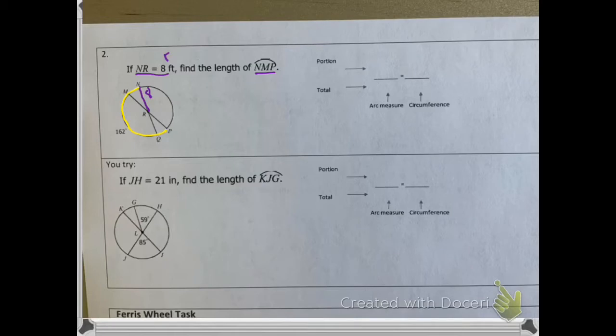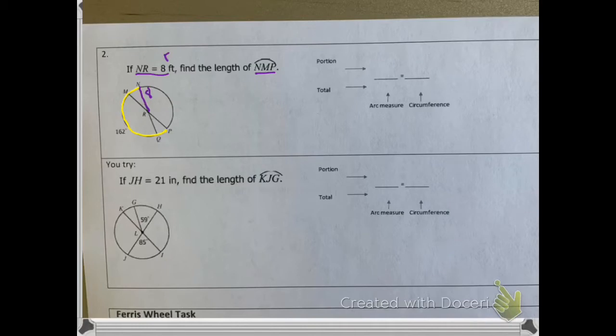So if I go to my setup here, I know my numerator of my first fraction has to be the arc measure. So looking at my picture so far, I only have 162 degrees, and then I have to find the 2 remaining arcs here, MN and QP, which would be identical because they're created by vertical angles here, the central angles. So there's a couple ways you could find this.